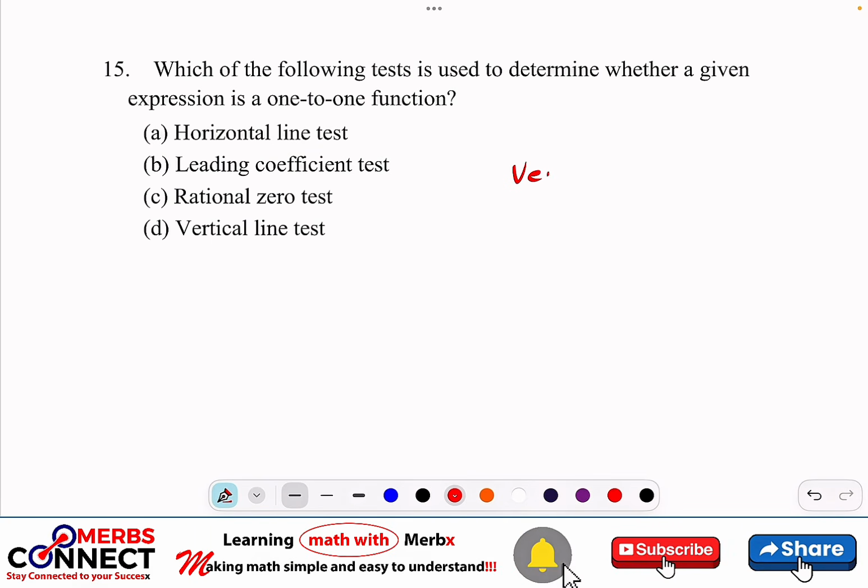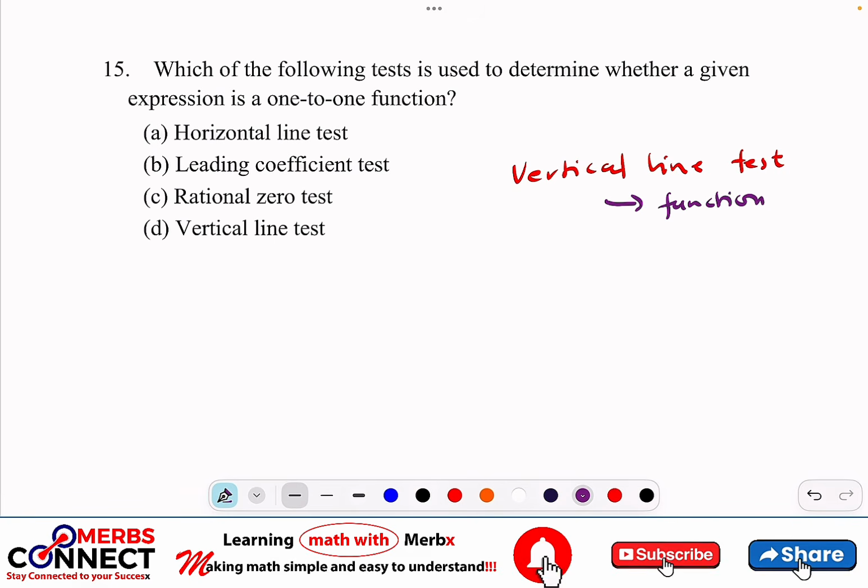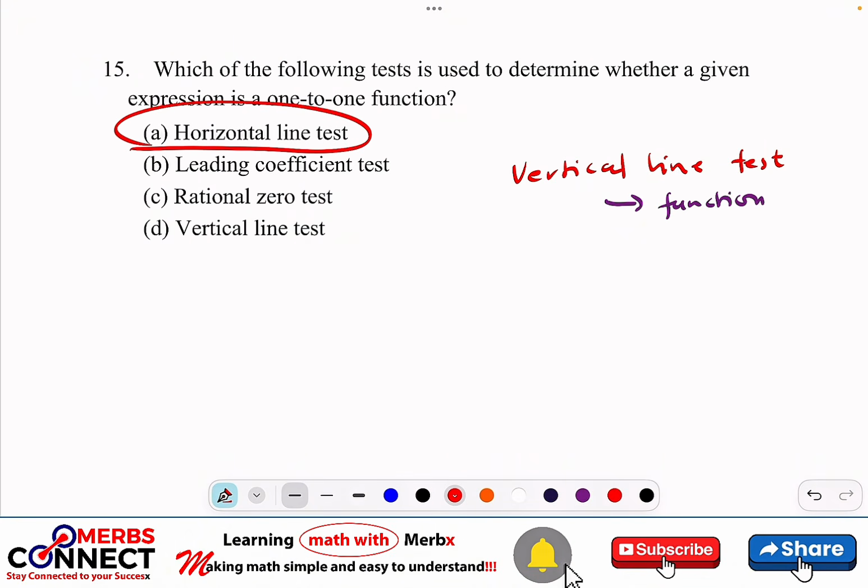Now, recall that the vertical line test, we use this to test if it is a function, right? So this goes with function. We use a vertical line test to check if a given graph is a function. And we use the horizontal line test to check if the function is 1 to 1. So I think this is the best option for us to choose. This is going to be A here.